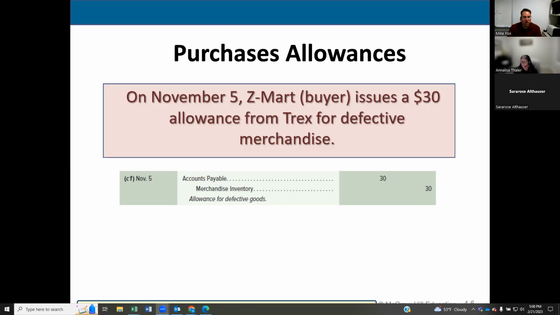The one I have up on the screen is $30. And so that's why you would go ahead, even on an allowance, even if I kept the merchandise, I would still credit my merchandise inventory account, because the seller is giving me $30 back, so that merchandise cost me $30 less than I had originally recorded.